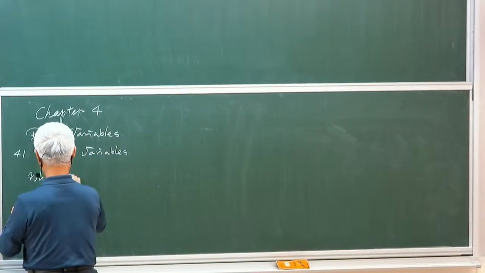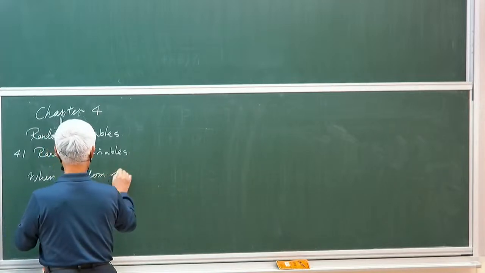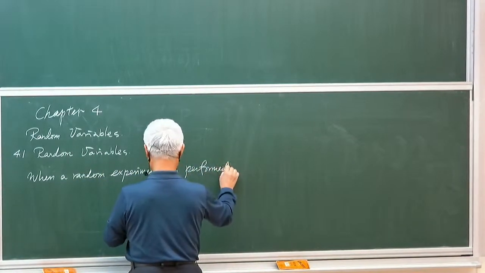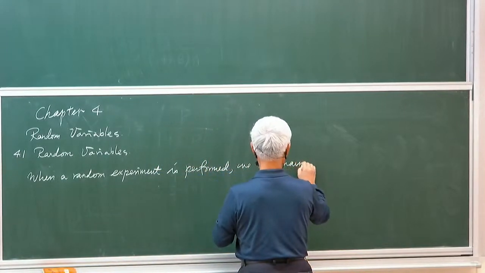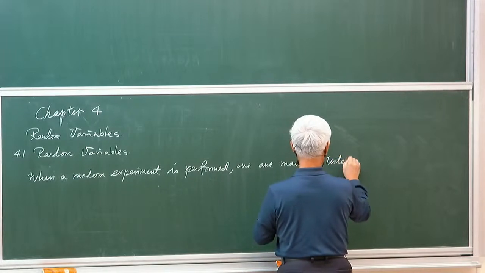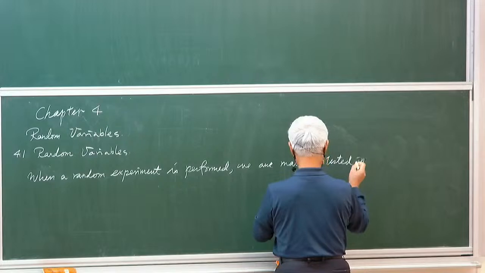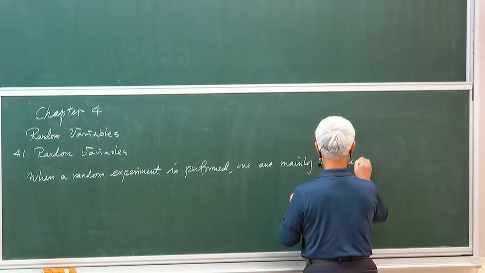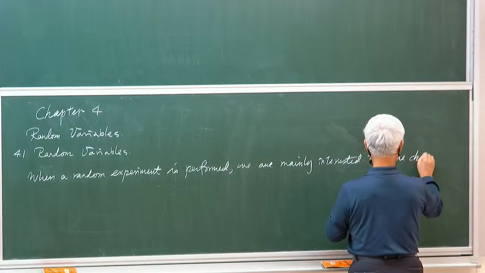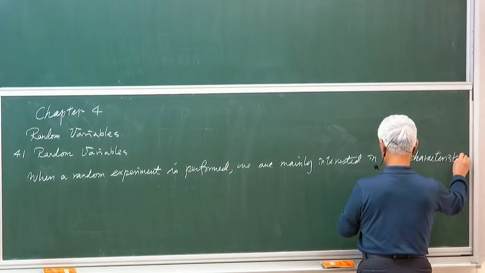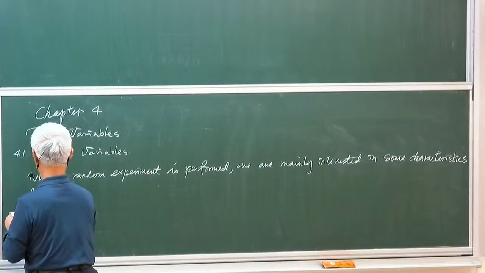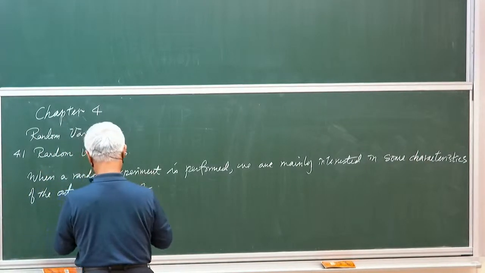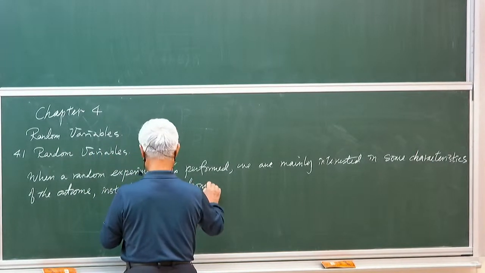All right. So when a random experiment is performed, we are mainly interested in some characteristic of the outcome, instead of the outcome itself.